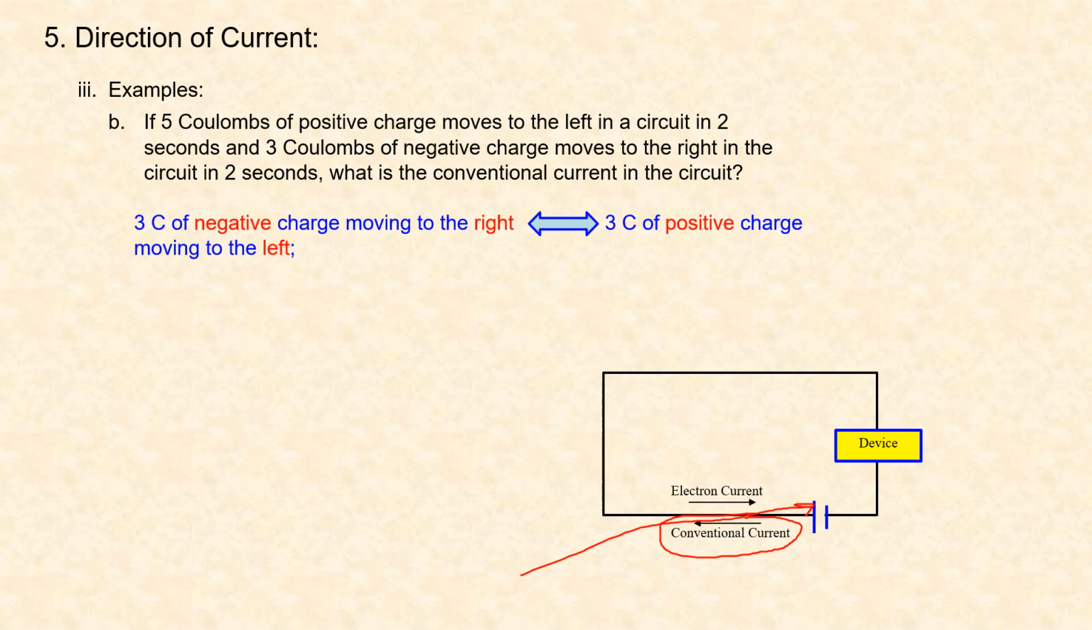So once we have this equivalent situation, we can now calculate the conventional current, since we have everything in terms of positive charge flow. We see here that the 5 coulombs of positive charge moving to the left with our equivalent 3 coulombs of positive charge moving to the left gives us a total of 8 coulombs of positive charge carriers moving to the left in a time of 2 seconds, for a conventional current of 4 amperes to the left.